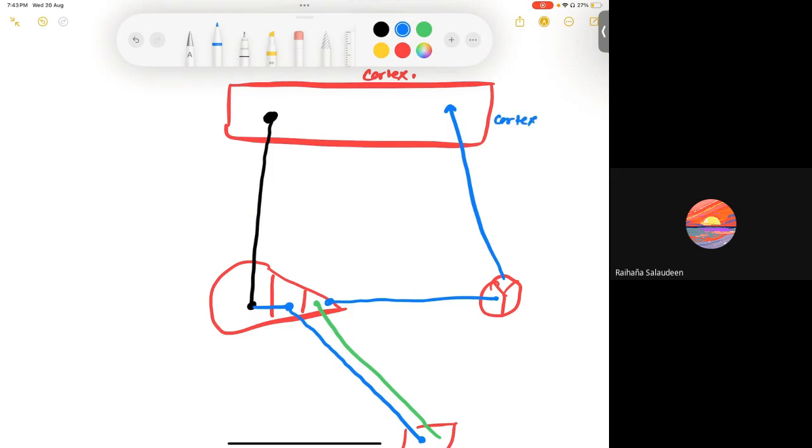So this is basically your indirect pathway, and the other is the direct pathway. Is it clear? Can you take it again?